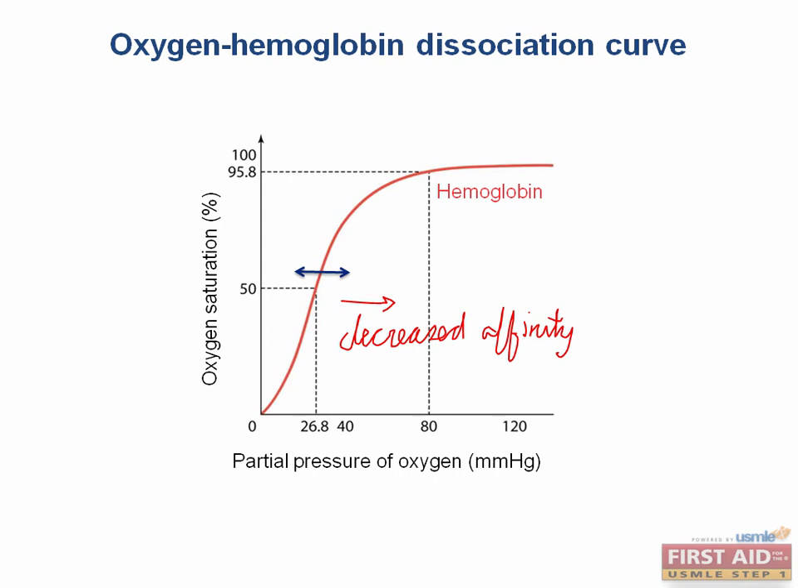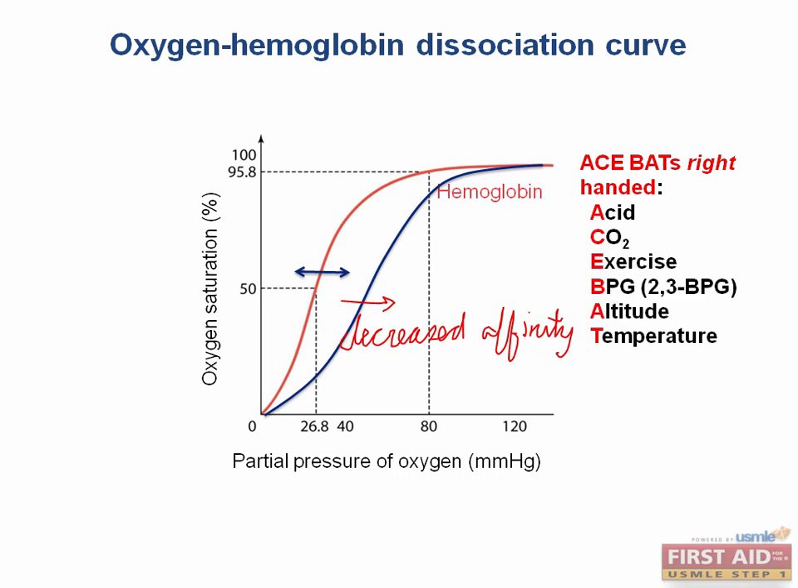For example, when you're exercising, your muscles need more oxygen, so it makes sense that the curve shifts to the right, meaning hemoglobin at the same partial pressure of oxygen will be less saturated since oxygen is being unloaded in the tissue. Well, a number of factors will shift the curve to the right. A mnemonic to keep in mind is ACE-BATS, right-handed. Acid, CO2, exercise, 2,3-BPG, altitude, and temperature will all shift the curve to the right.